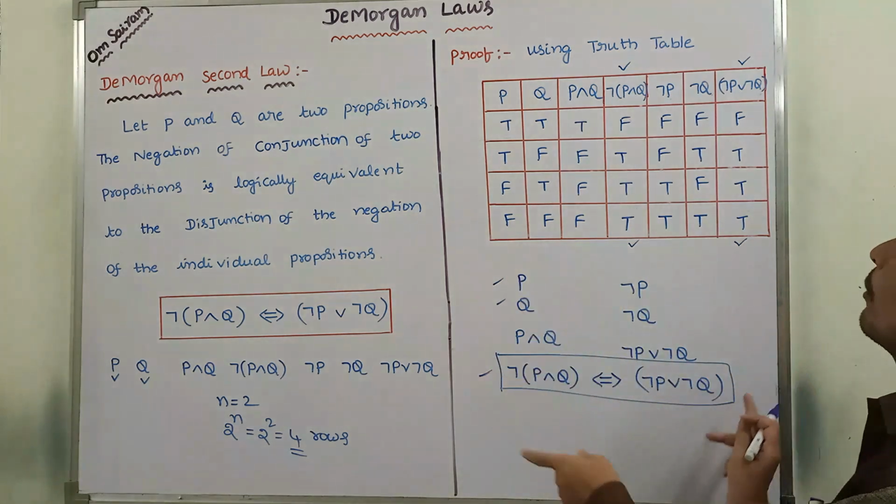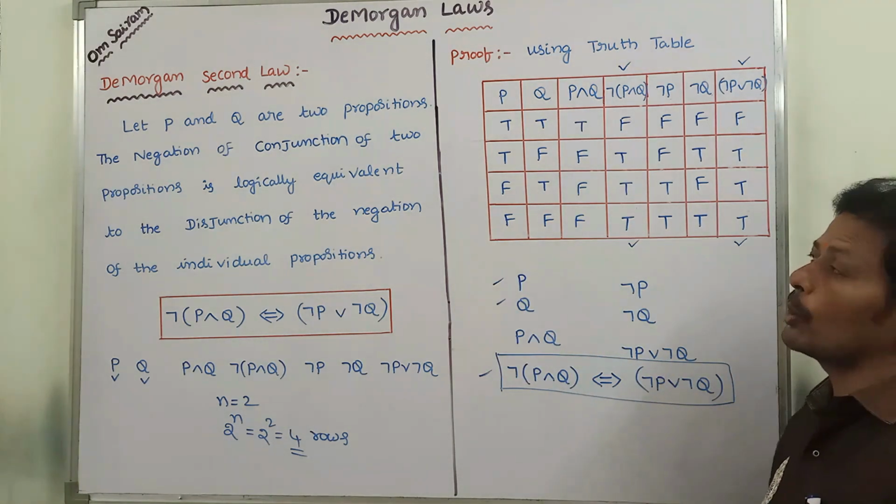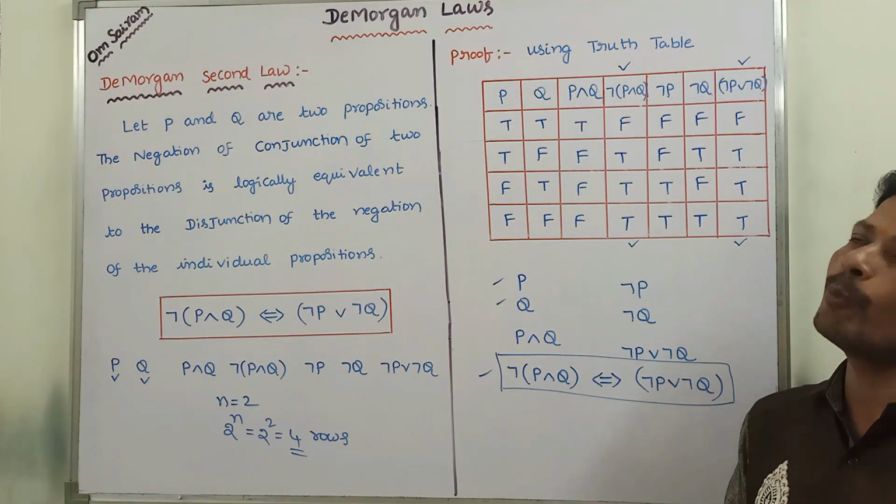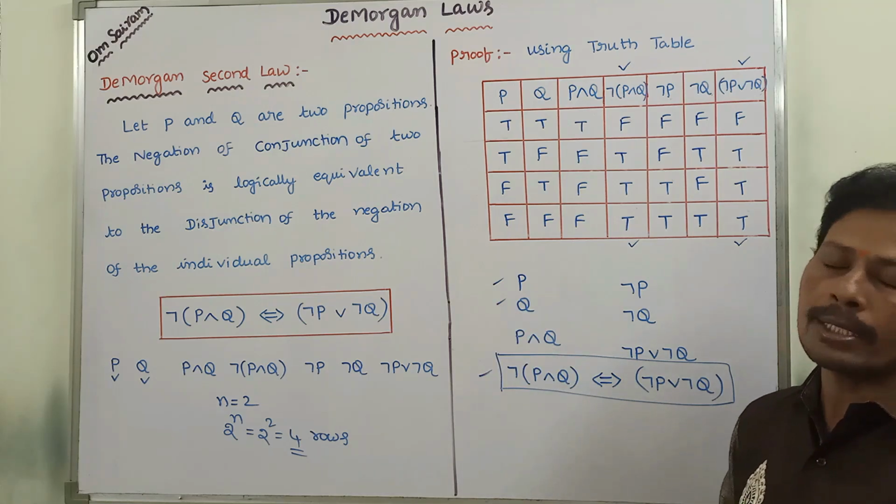So in this way, we have proved DeMorgan's second law. Previously, we proved DeMorgan's first law.